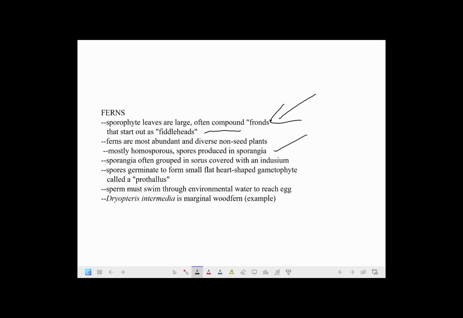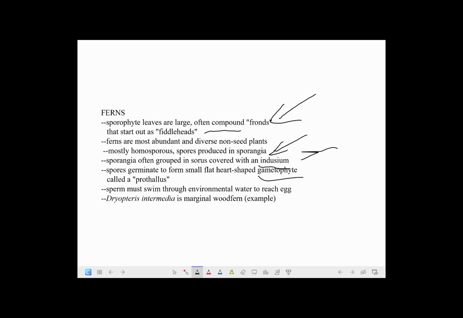They're mostly homosporous. Again, details to follow, but basically they produce one type of spore, and it germinates to form a gametophyte that has both antheridia and archegonia. The sporangia are often clustered together and covered with a little flap of tissue called an indusium. This will help us identify ferns. There's some differences in the shapes of these sori and the indusia.